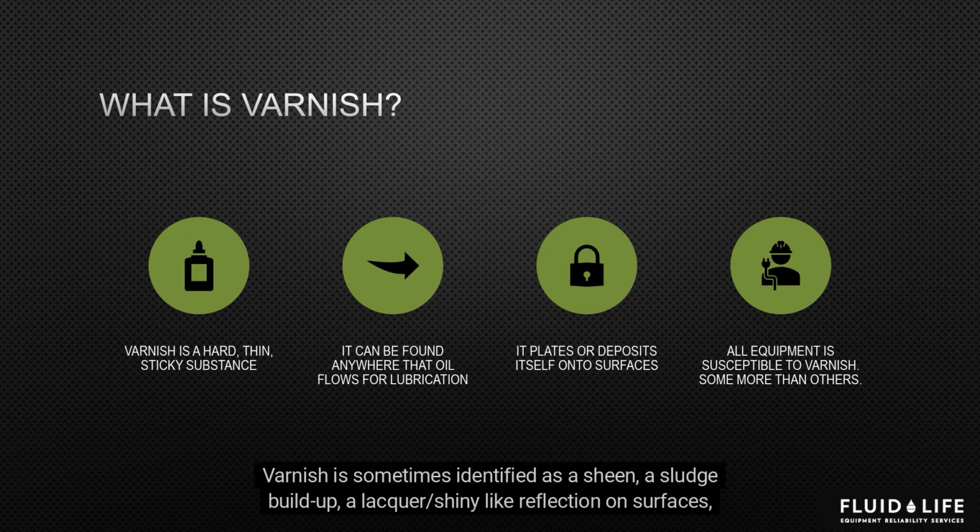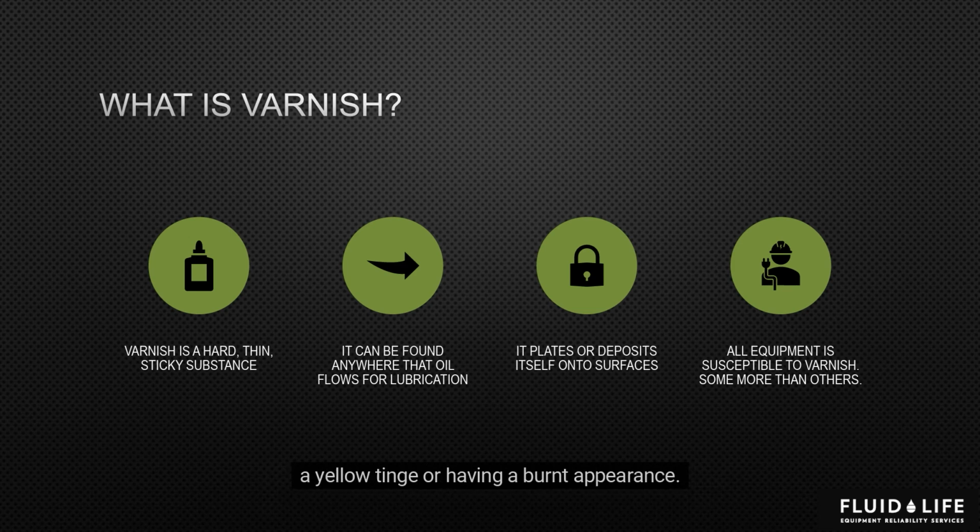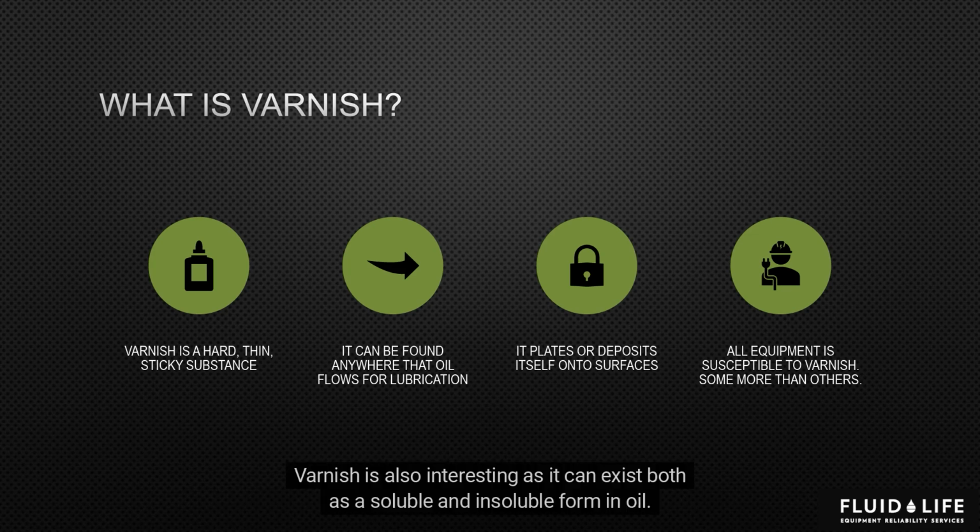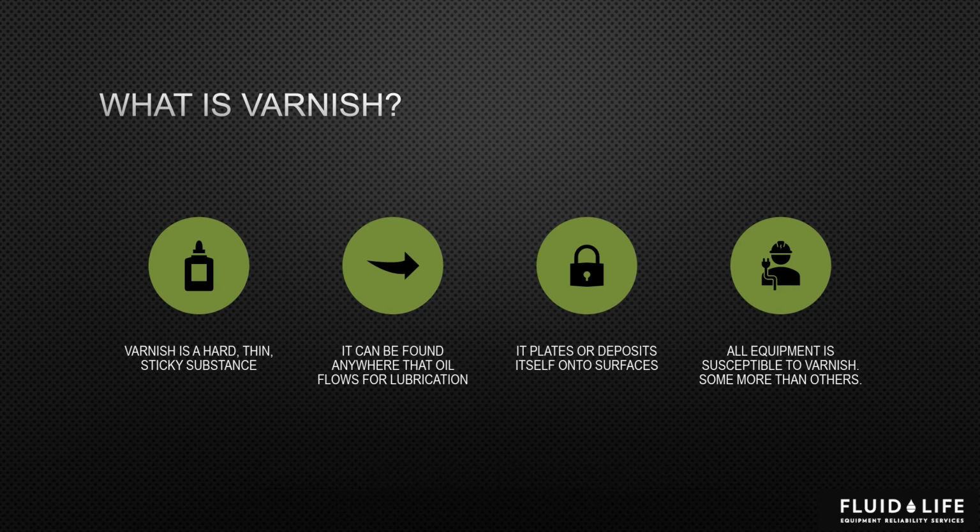Varnish is sometimes identified as a sheen, a sludge buildup, a lacquer, shiny-like reflection on surfaces, a yellow tinge, or having a burnt appearance. Varnish is also interesting as it can exist both as a soluble and insoluble form in oil. And depending on the saturation and heat of the oil, it can bounce between the two.